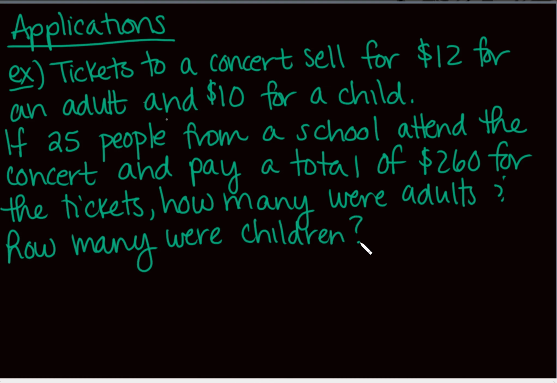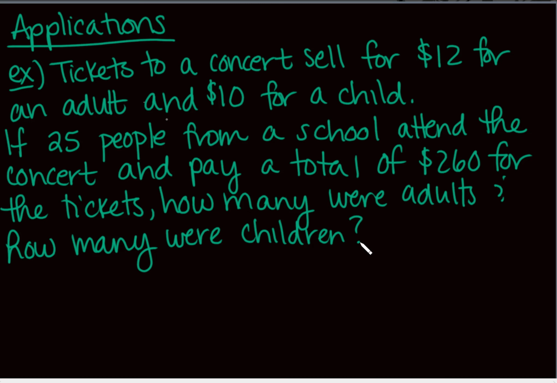Okay, so we have some people from a school. I didn't write this out perfectly, but they're going to a concert. They're going to take some adult teachers and some kids. We know that the tickets are $12 for an adult, $10 for a child. We know 25 people from the school went and they paid a total of $260 for the tickets. How many were adults and how many were children?